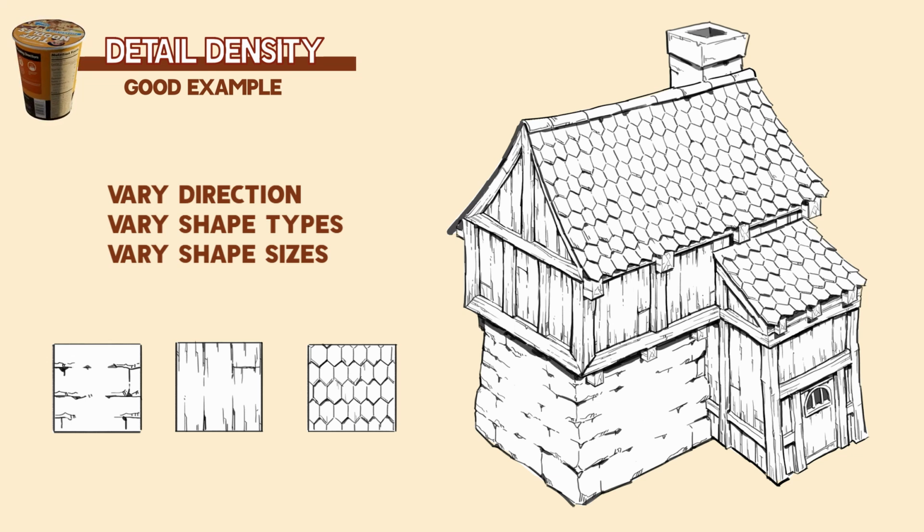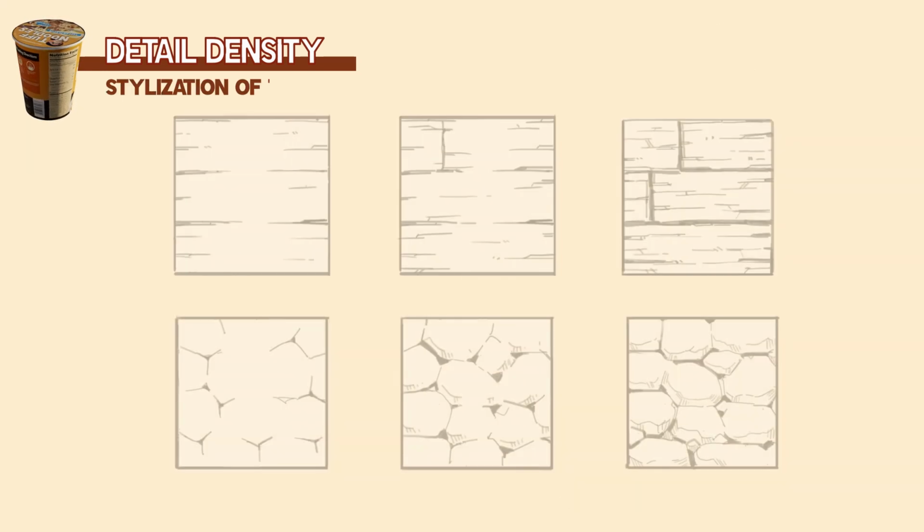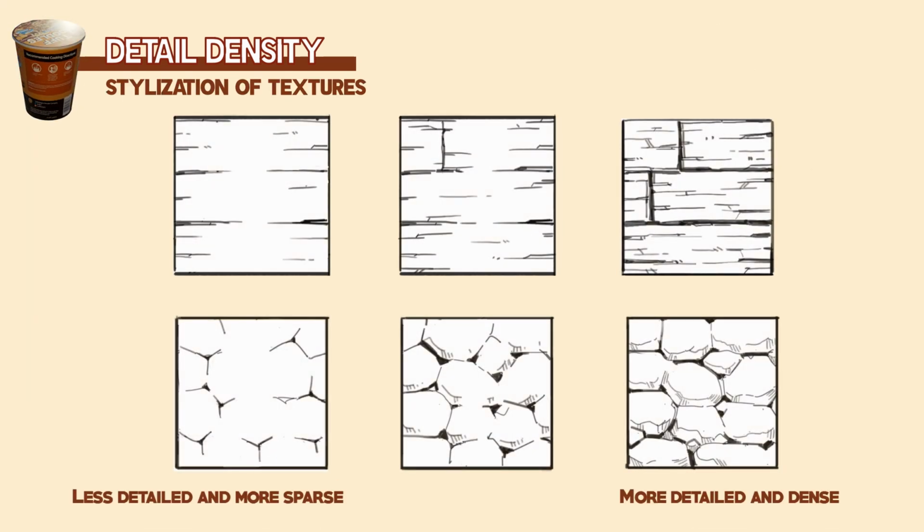So to summarize, outside of detail density alone, you can also experiment with different directions, shape sizes, shape types to create more contrast between each texture. You also don't have to limit one texture to a certain density. You can stylize them so they are more sparse or dense according to your own needs.